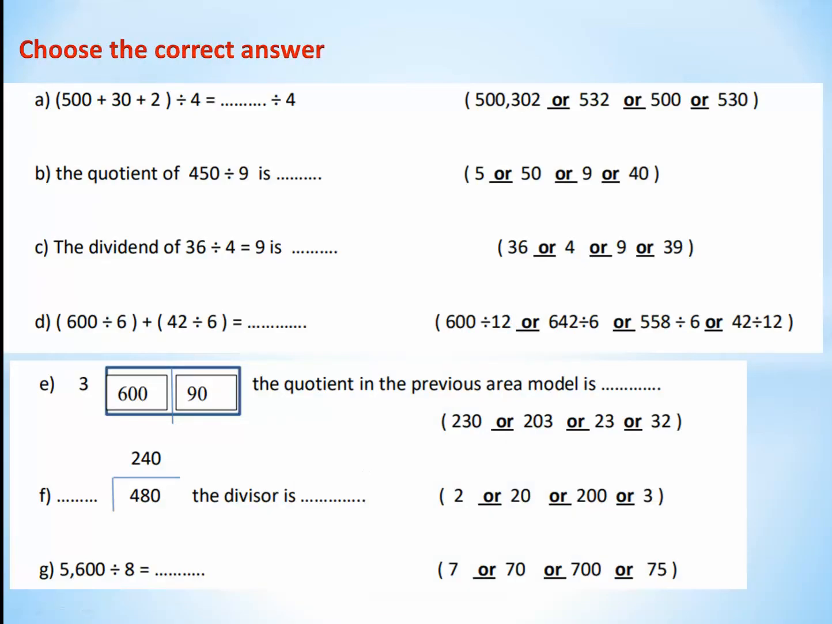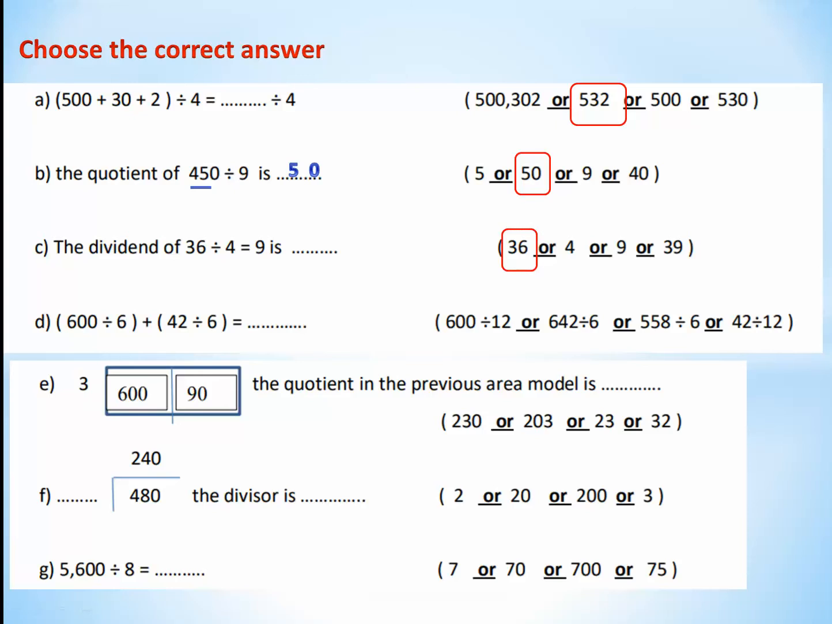500 plus 30 plus 2, it will be 532 divided 4. The quotient of 450 divided 9: we will take 45 divided 9 equal 5 and put 0, so the answer will be 50. The dividend of 36 divided 4: we know that the first number is the dividend, the second is the divisor, and the third is the quotient. So this number is the dividend, so 36 is the dividend.